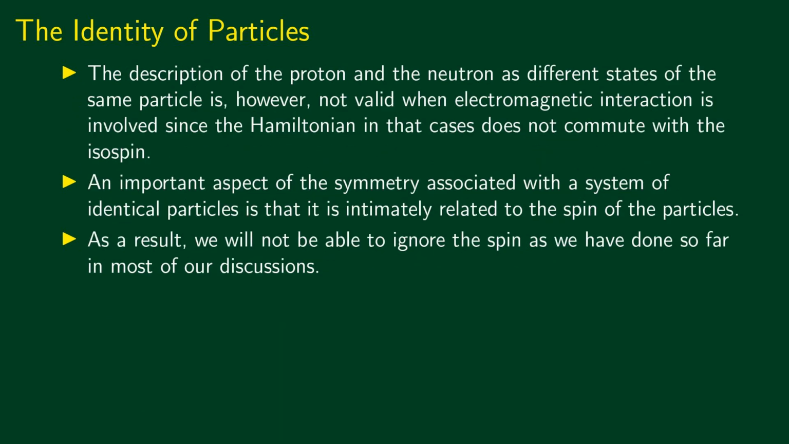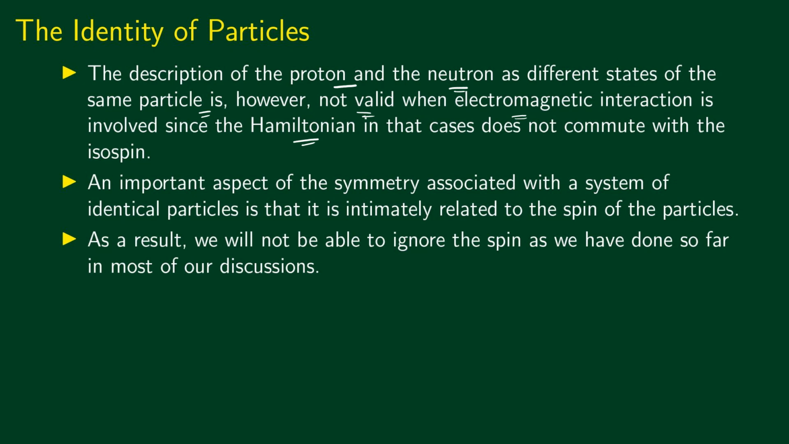But this description of the proton and the neutron as different states of the same particle is not valid when electromagnetic interaction is involved. The reason is that the Hamiltonian in the case of electromagnetic interaction does not commute with isospin. So we say that isospin is not conserved for electromagnetic interactions.